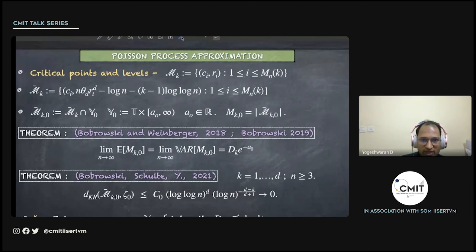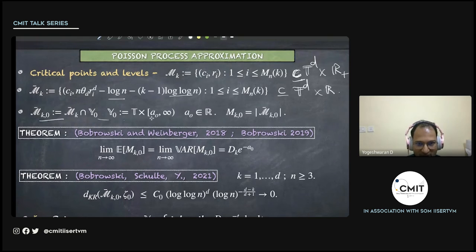So come back to our setting: M_K, critical points, critical levels. Remember again, these are critical points and critical levels, mapping into R plus a subset, and I'm doing a scaling. After the scaling, it belongs to R, because I'm subtracting a log n, and so it could become negative as well. And now I look at the restriction, as I said again, to just a_0 to infinity. Only some critical levels, not all. And this was the earlier result.